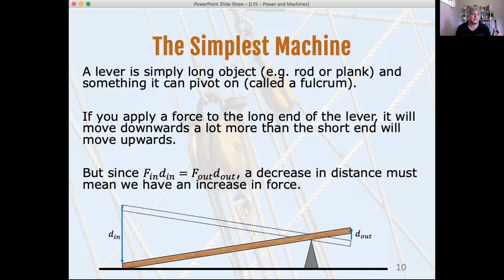Because if we just made D out smaller and kept F out the same as F in, then the right-hand side of that equation will be a lot smaller than the left-hand side. So in order for that equation to be true, for the work out to be equal to the work in, then decreasing that distance means we must be increasing the force.